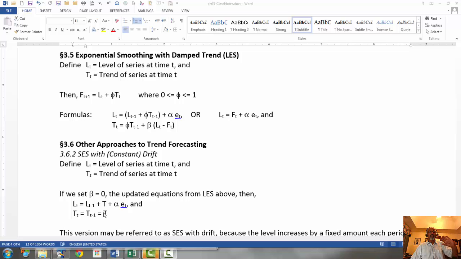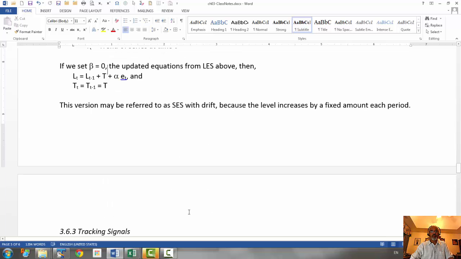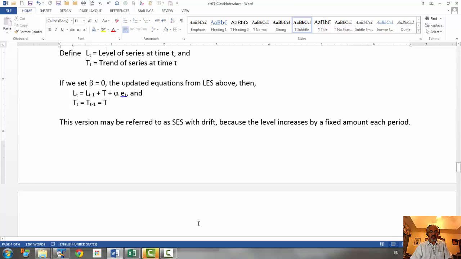We don't do any smoothing for the trend. We keep it constant and we add that trend to L sub t minus 1 to get our L sub t. And we use that in our forecast. Okay, let's go to Excel now.